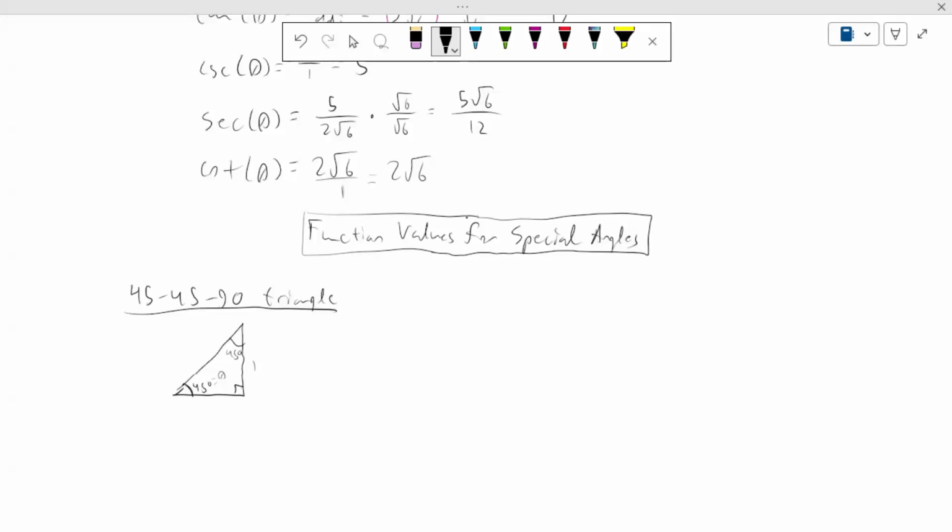Now, this is an isosceles triangle, because we have two equal angles in there. So that means that this side length is also 1.